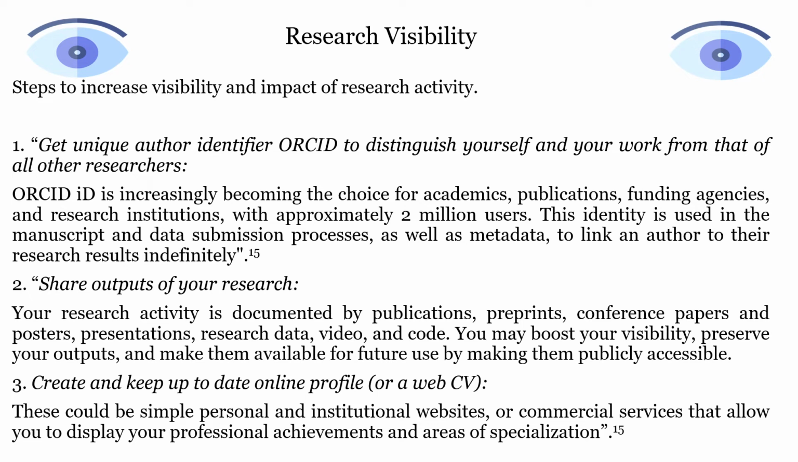The first one is by getting a unique author identifier, ORCID, to distinguish yourself and your work from that of all the other researchers. ORCID ID is increasingly becoming the choice of academicians, publishers, funding agencies, and research institutions, with approximately 2 million users, which helps as the identity used in manuscript and data submission processes, as well as metadata to link an author to their research results.